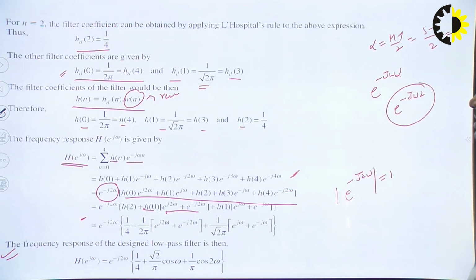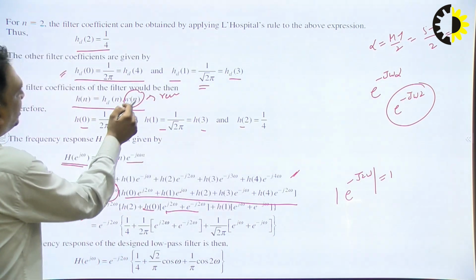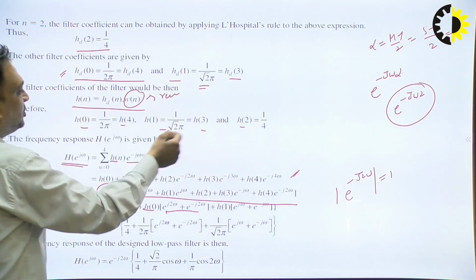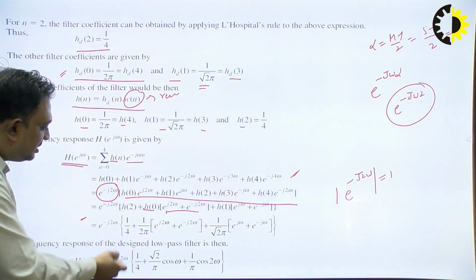In that case, what happens? This w will be changed, and accordingly we will multiply hdn by the corresponding window function values. Then we have hn values different from hdn, and accordingly the response.